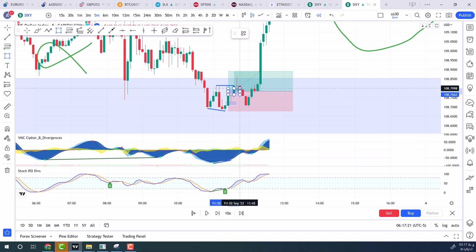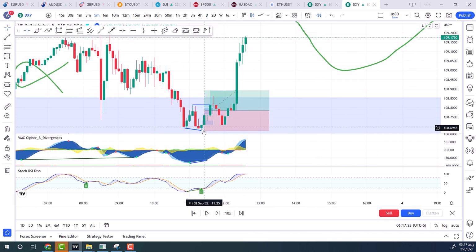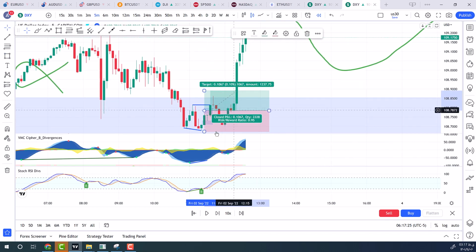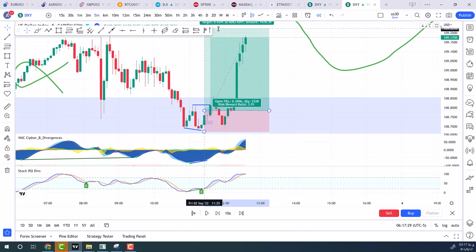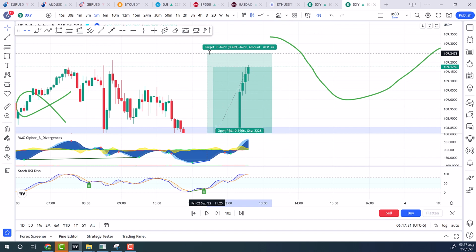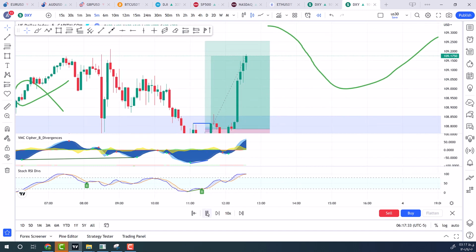Either of them are entry points, and our stop loss is going to be this low, and it provides us with a 4-to-1 reward risk ratio again. Let's see what happens.